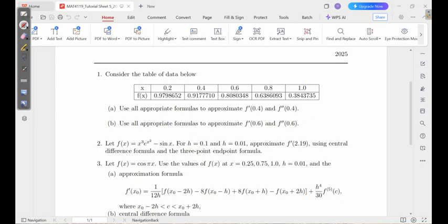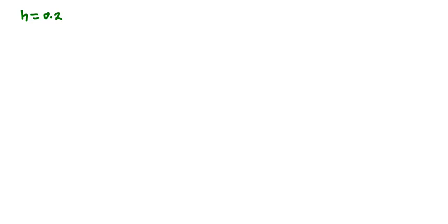Now let me work out this one here, which is the f prime prime. All I've done is just the f prime. So my f prime prime of 0.4, how is this going to be? What we are going to use is a formula that is called the second derivative central difference formula. It's more like the midpoint formula for the second derivative.